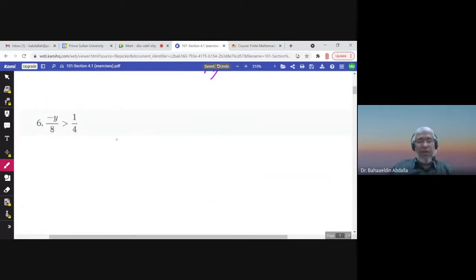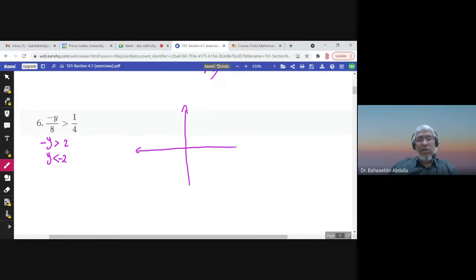Another inequality, I can multiply by 8 immediately. So if I multiply both sides by 8, I'll have negative y greater than 8 over 4, which is 2. If I multiply by negative 1, so y would be less than negative 2. When you multiply by a negative number, you change the direction of the inequality. So y is less than negative 2.